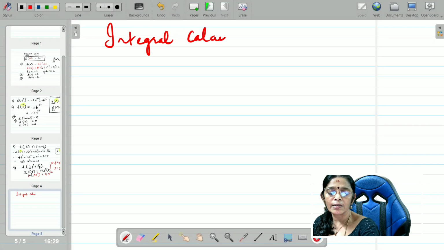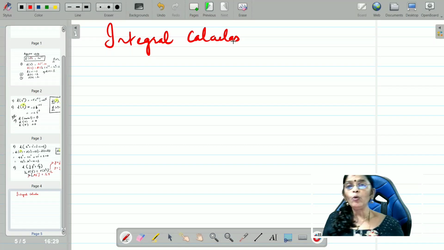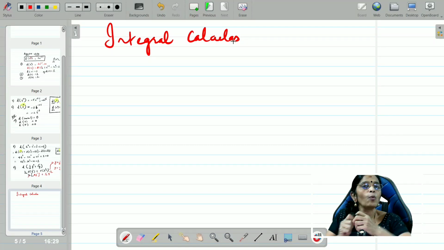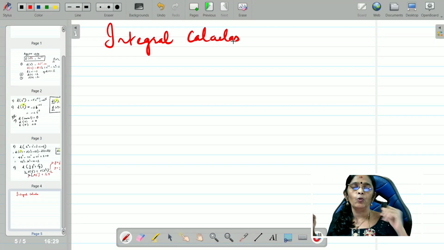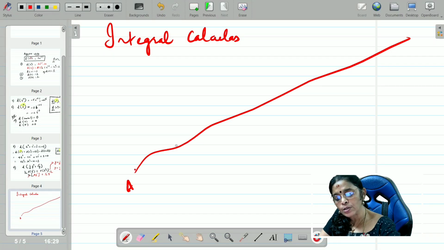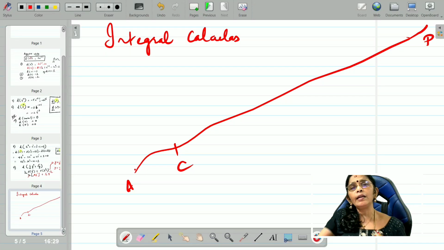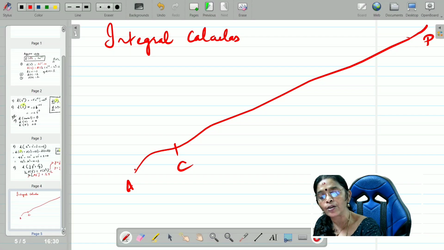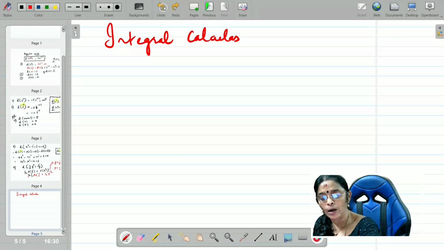Integral calculus. So by knowing the smallest value, I wanted to find out the largest value. For example, I know the distance from A to C, but I don't know the distance from A to P. Very large distance. So if you want to do that, you have to integrate. So how are we going to do that? We'll check.